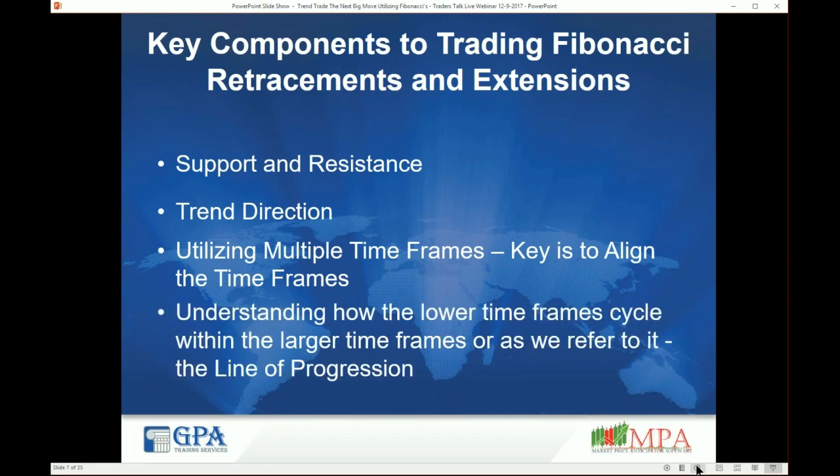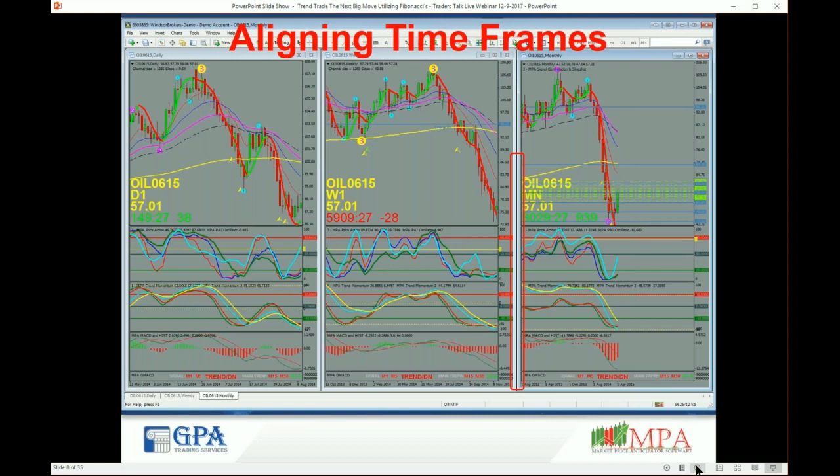And that brings me to my next point. Understanding how the lower time frames cycle within the higher time frames, as we like to refer to it as the line of progression. So what does it mean when you align time frames? Here's an example on an oil trade we took in our live trading class, and we had a monthly lining up in overbought territory, we had a weekly lining up, and we had a daily lining up. All you got to do is align the time frames, and then you'll notice the software gives you very specific signs and symptoms.